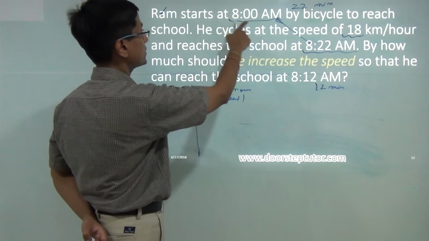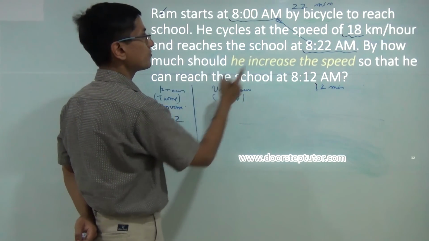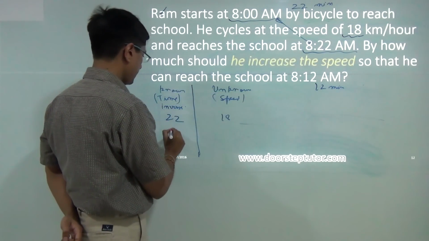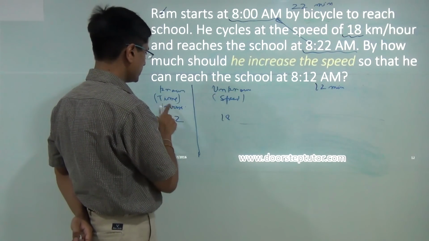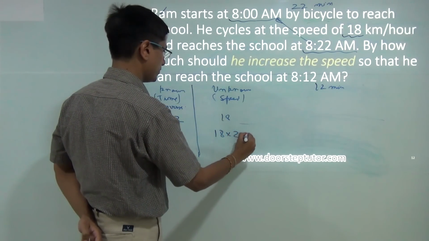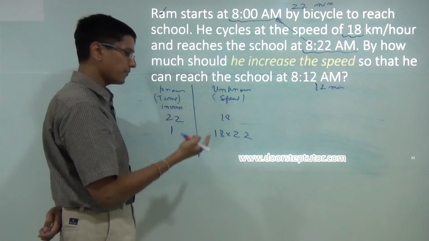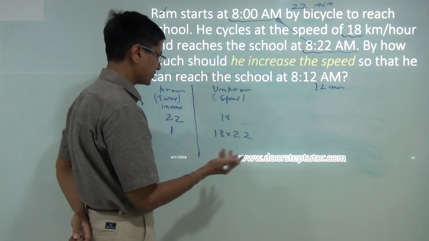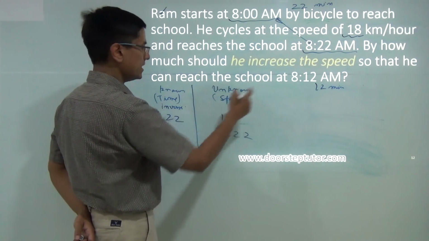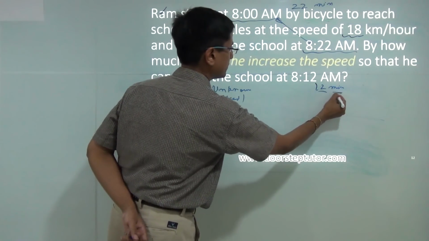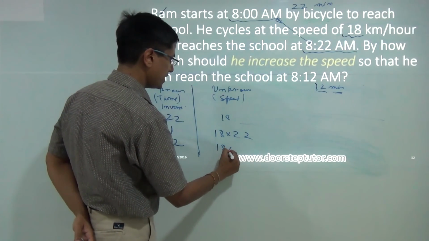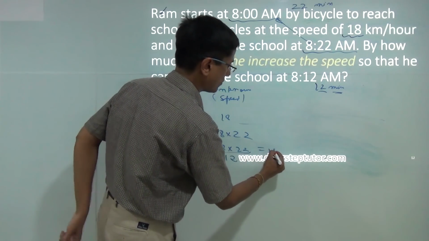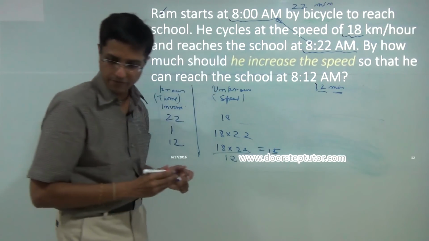So let's write things down now. In 22 minutes, the speed was 18, right? If I have to reach in 1 minute, it's an inverse relationship, then this becomes 22. Obviously if I have to reach in 1 minute, then my speed has to increase by 22 times, right? And now finally, to reach in 12 minutes, my speed has to be 18 into 22 divided by 12, which comes to 15. You can solve this. 15.